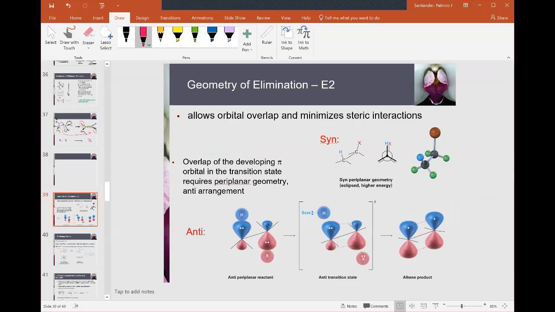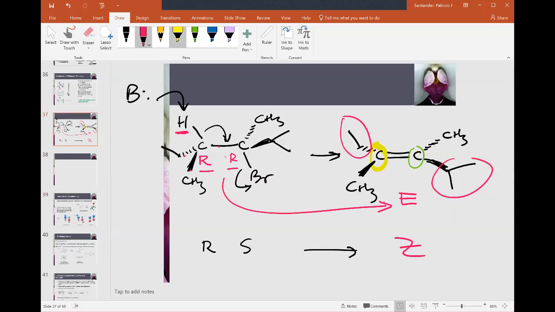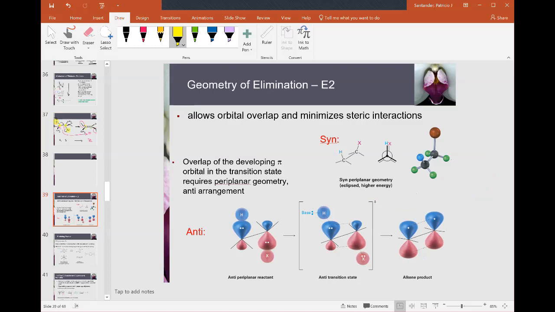And then here we have a little explanation for why we have such a requirement of having the so-called antiperiplanar relationship. That means that the hydrogen atom that is being abstracted, the two carbon atoms that will form the future alkene, and the bromine that is departing, all of them have to be in the same plane. And ideally, it should be anti, not syn. The syn is higher in energy, but the anti will give you a lower energy. So that's why that will lead preferentially to the formation of the alkene when you have an anti-periplanar relationship between the hydrogen and the halogen that is departing.